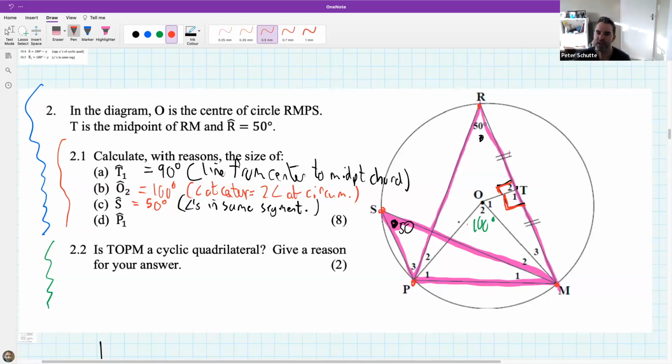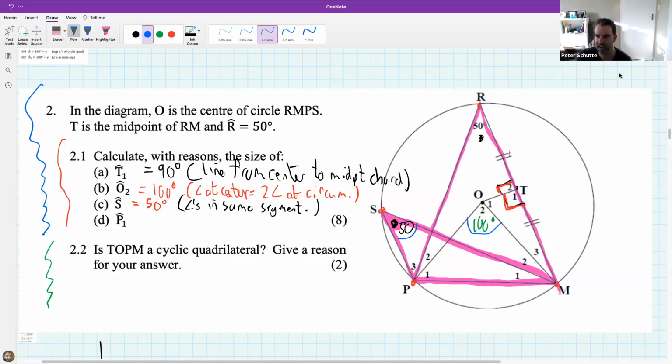Oh, you're right. So what you could say is that the angle at the center, which is 100, the one at the circumference has to be half. And so if you halve 100, you get 50. So you could have used angle at center is twice angle at circumference, or angles in same segment to get these two to be 50.